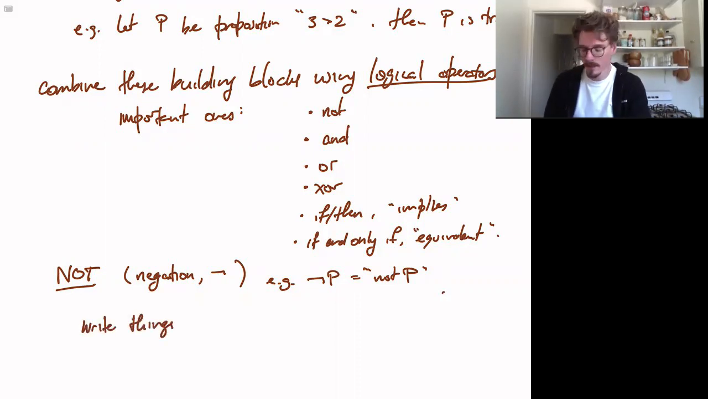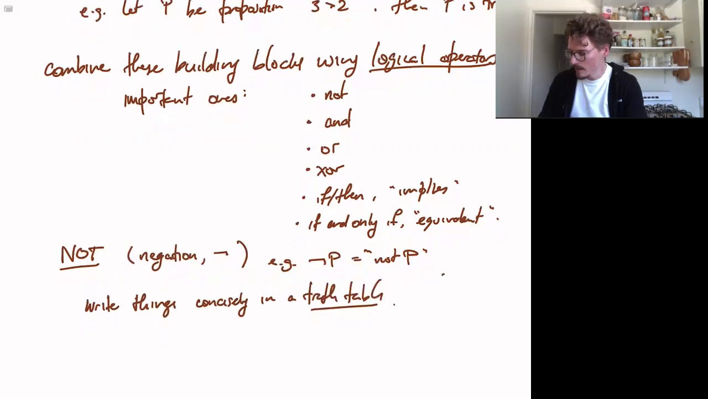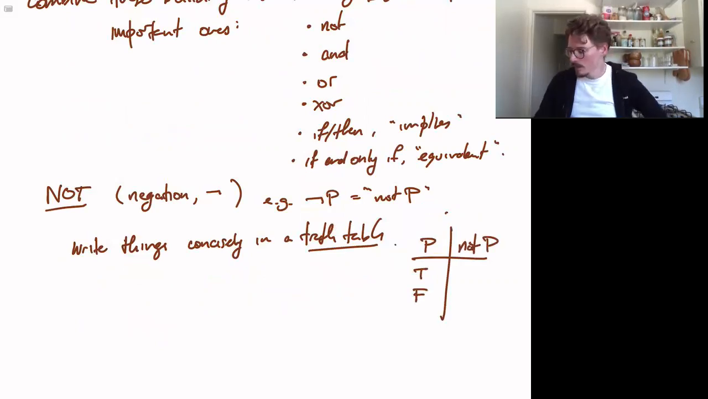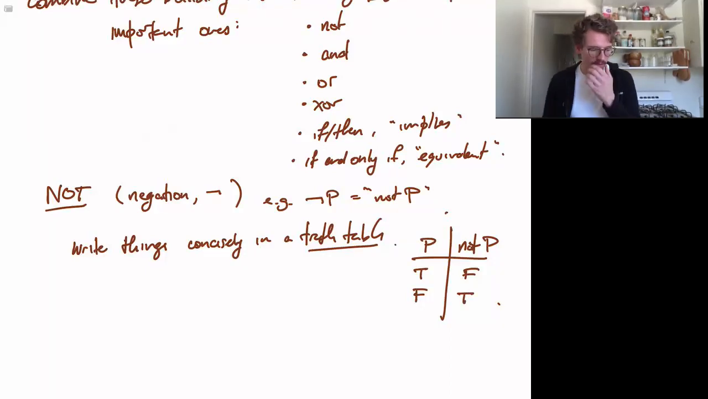And we will write these things concisely in a truth table. So that is a thing that will look like this. So P is some proposition. It can either be true or false. And then not P is some other proposition. And the relationship between them is expressed in this table by writing that if P is true, then not P is false. And if P is false, then not P is true. So it just switches the truth value from true to false and false to true.